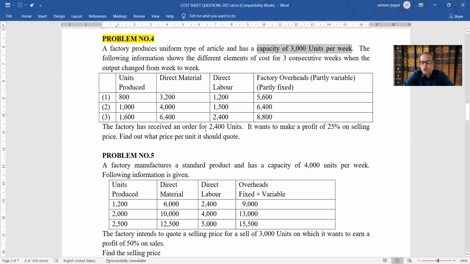Factory has received an order for 2,400 units. So in the first week we manufactured 800 units. In the second week we manufactured 1,000 units. In the third week 1,600 units. Now they got the order for 2,400 units. So we need to prepare a cost sheet for 2,400. It wants to make a profit of 25% on selling price. Find out what price per unit it should quote.